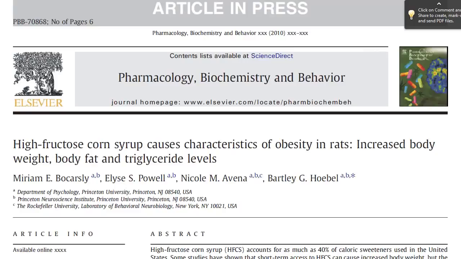The journal is Pharmacology, Biochemistry, and Behavior, and it was published in 2010. The authors are from Princeton and Rockefeller, and they are psychologists or behavioral neurobiologists. This is an important piece of information, as we'll soon see.